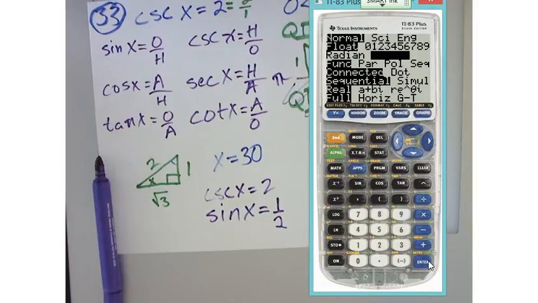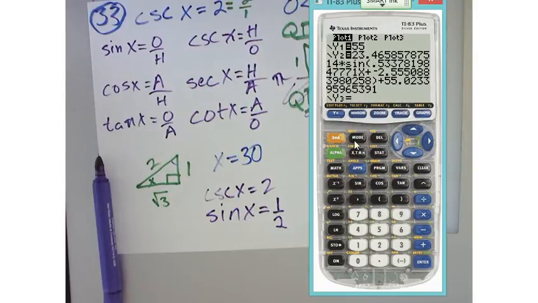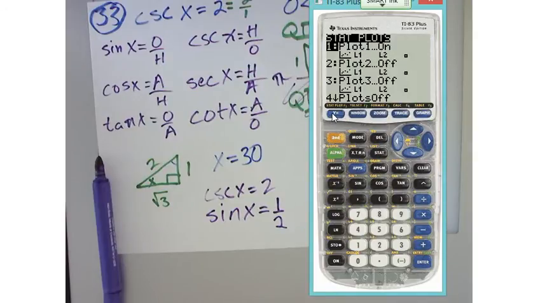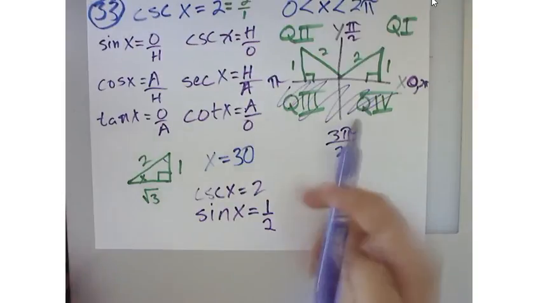See you later. So is the answer 30? Yeah, absolutely. The answer is pi over 6. So yeah, this is pi over 6, right?